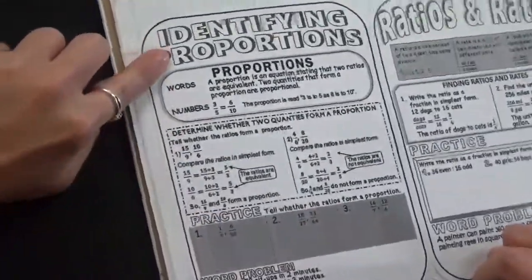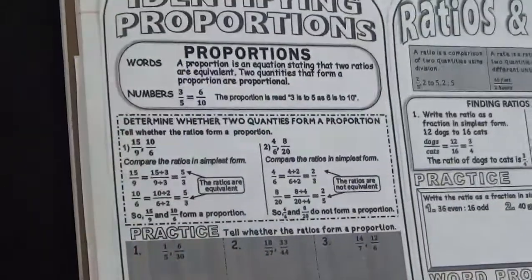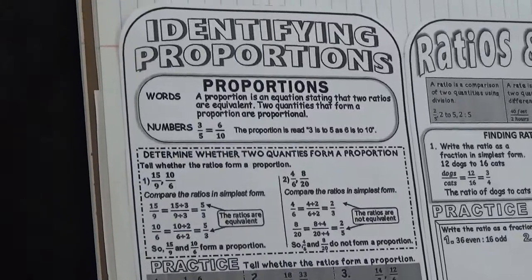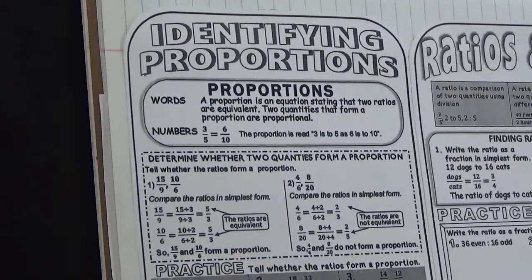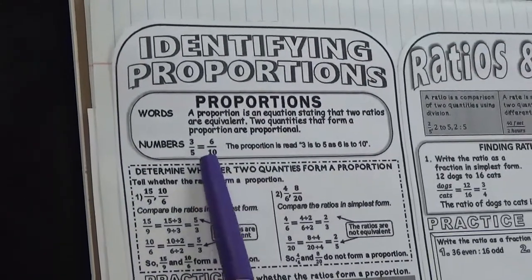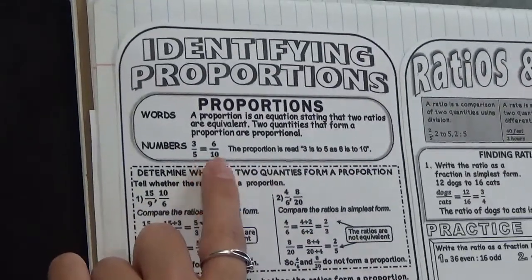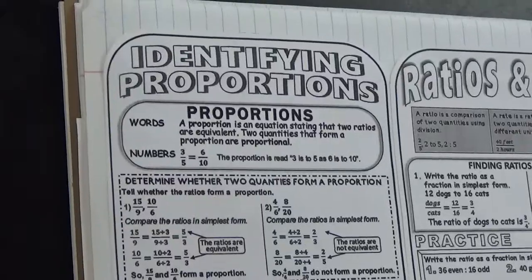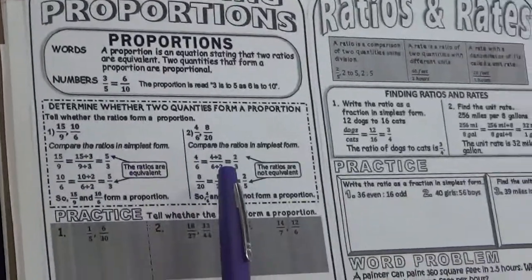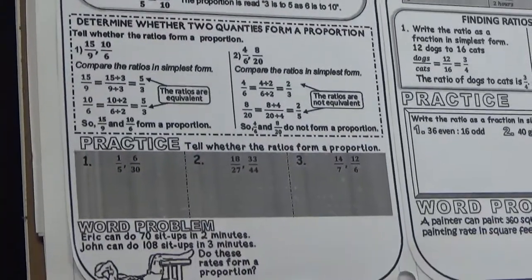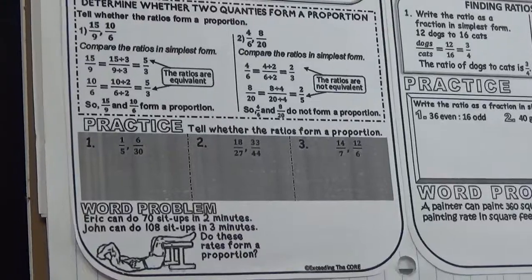Okay, the first section is identifying proportions. A proportion is an equation stating that two ratios are equivalent. Two quantities that form a proportion are proportional. Okay, this proportion is read 3:5 as 6:10. Now these are two examples that have been worked out already. Now you're going to solve these problems and you may pause the video. Pause.